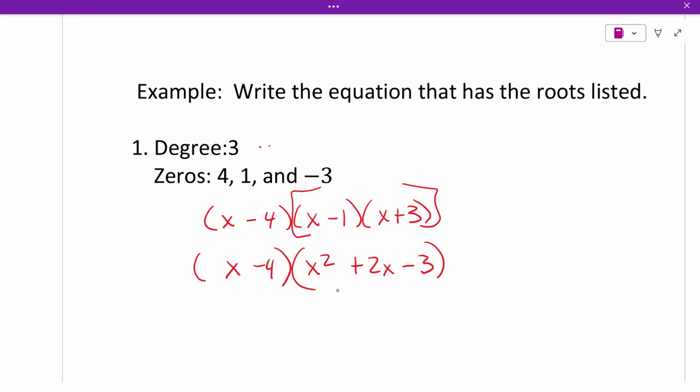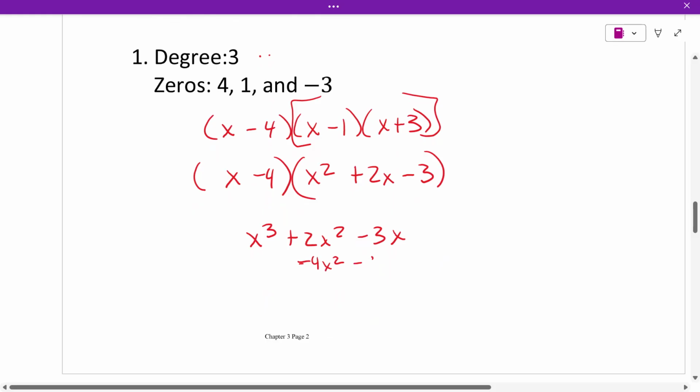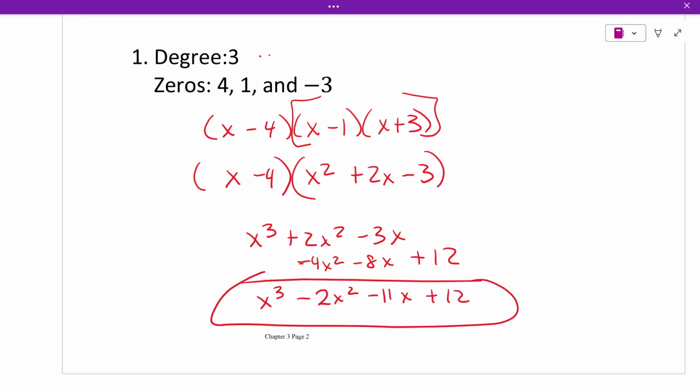And then you take the x minus 4 and distribute that through. So you get x times each of them, which is x cubed plus 2x squared minus 3x. And then I get a 4 times all of them, which is negative 4x squared minus 8x plus 12. And it's going to be x cubed minus 2x squared minus 11x plus 12. Boom. Easy peasy lemon squeezy, right? It is when you have nice numbers.